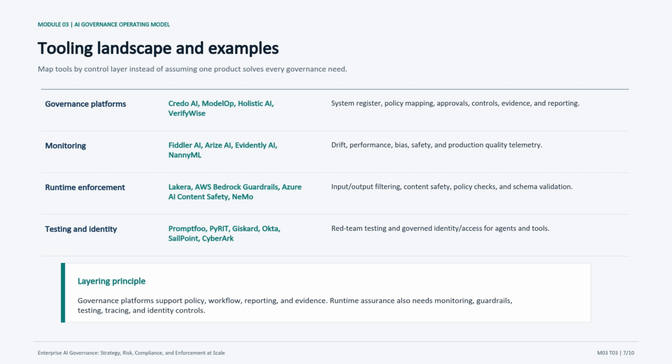I would tell the class that tool selection should follow the workflow. First, define the decision, evidence, risk tier, and enforcement need. Then, choose tools that make that operating model easier to execute.